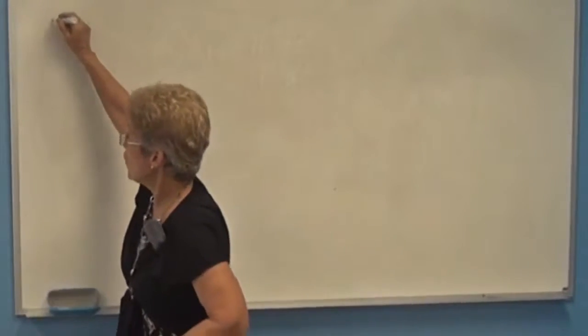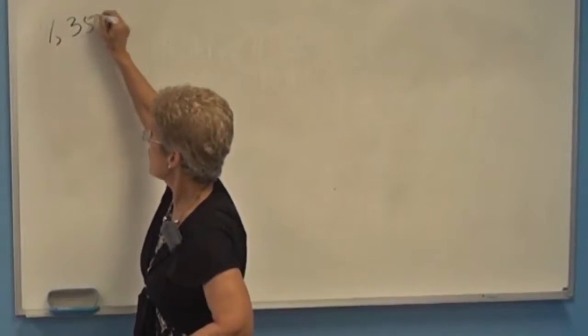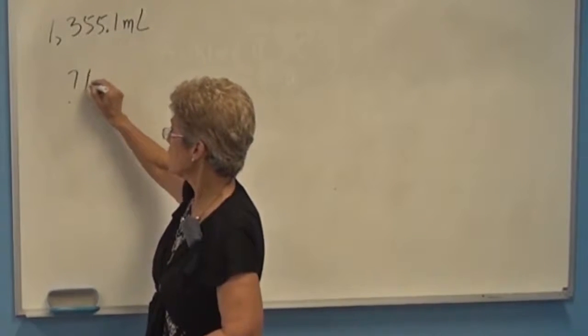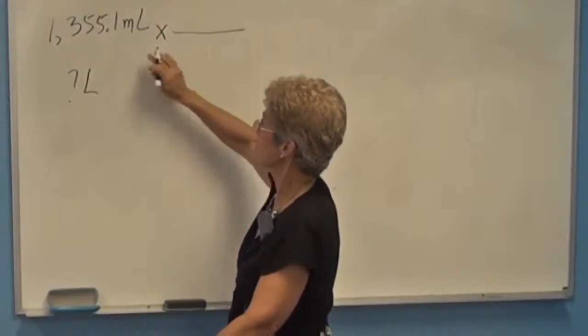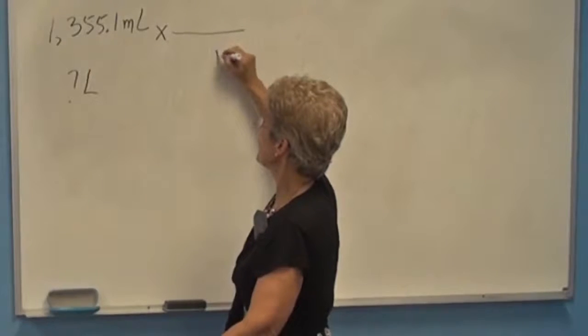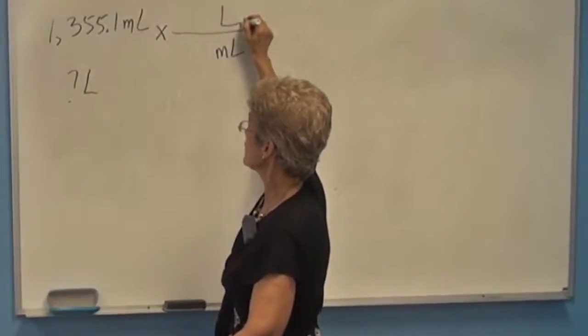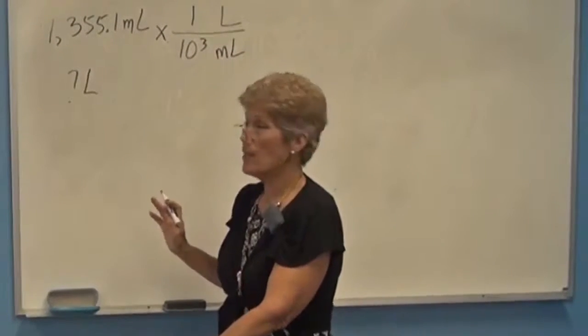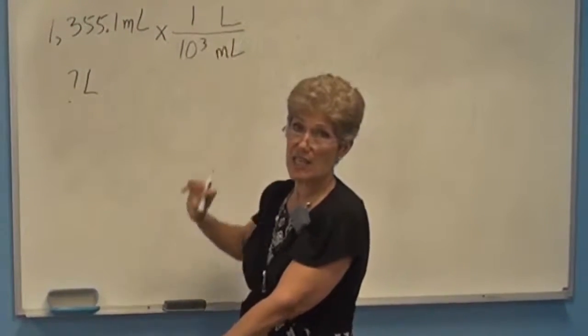Number 3, if an object has a volume of 1355.1 milliliters, we want to know its volume in liters. And I'm going to cheat here for speed's sake. We put the milliliters on the bottom and the liters on the top. I give the big one the 1, so this gets 1,000. You can do it the other way. If you give this a 1, you have to give this 10 to the negative third.